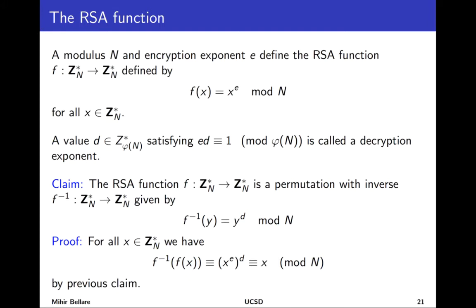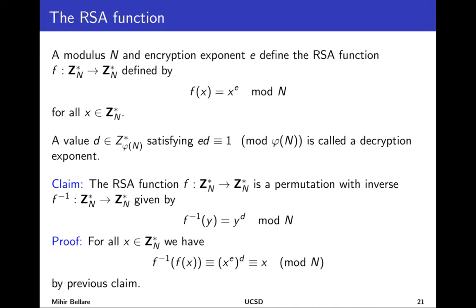You can compute that using our mod x algorithm. Now, suppose that there is a value d in Z star phi of n, such that e times d is 1 mod phi of n. Whenever e is itself in Z star phi of n, then such a value exists. We call that the decryption exponent.